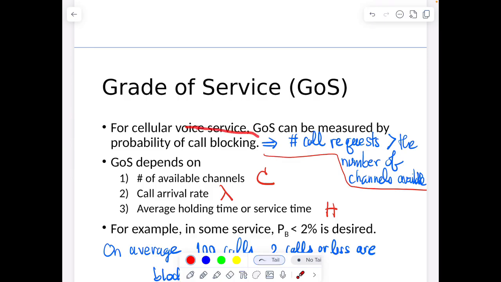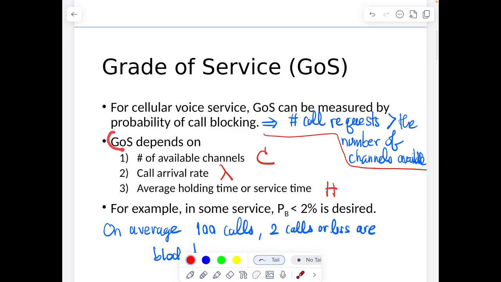Now, how do we analyze this probability? The grade of service in this context depends mainly on three factors. First, the number of available channels at the base station. The bigger the number of channels is, the less likelihood that the call will be blocked. The number of channels will be denoted by the variable C.